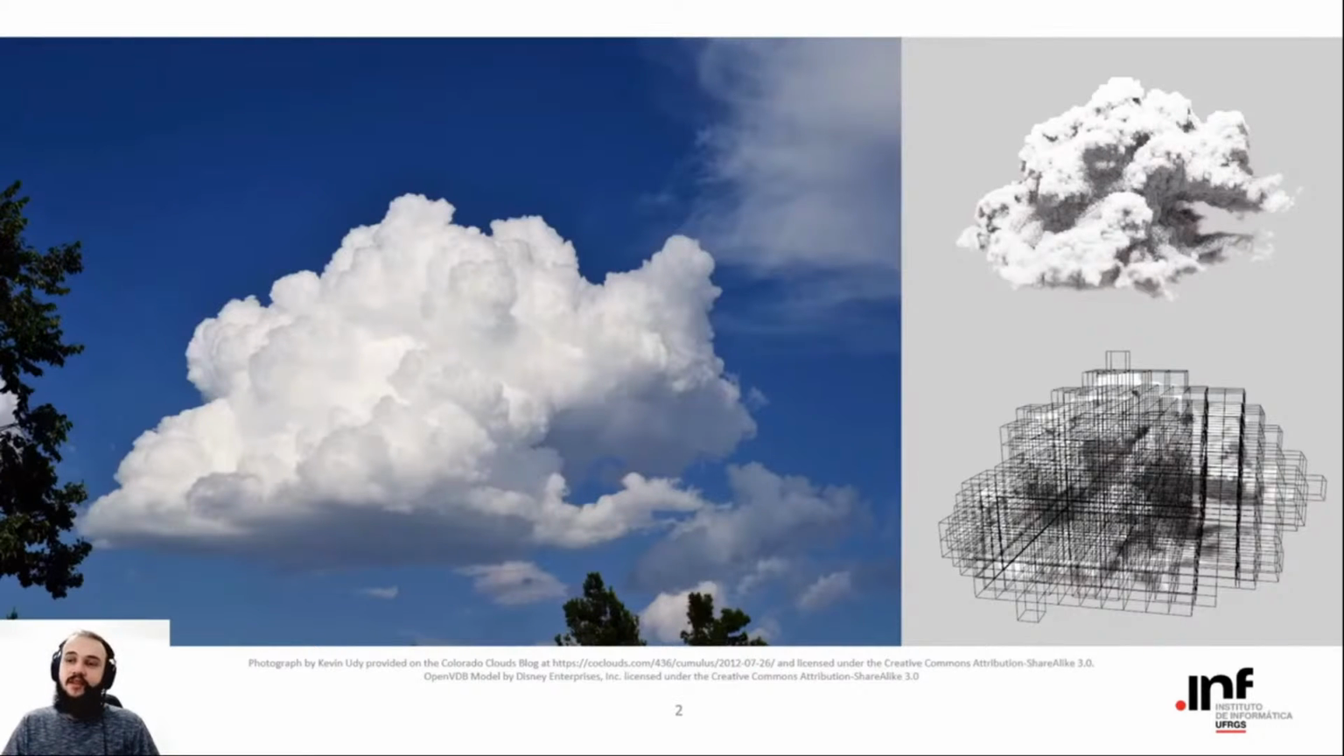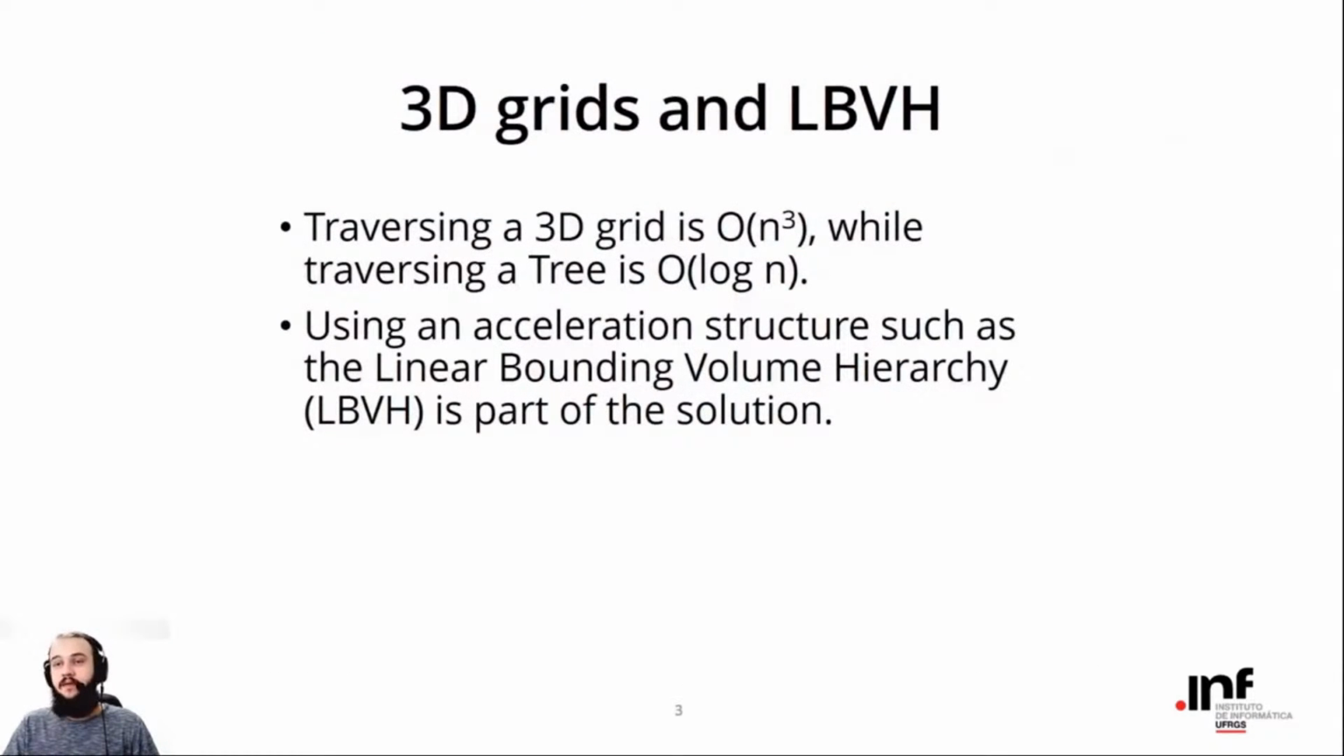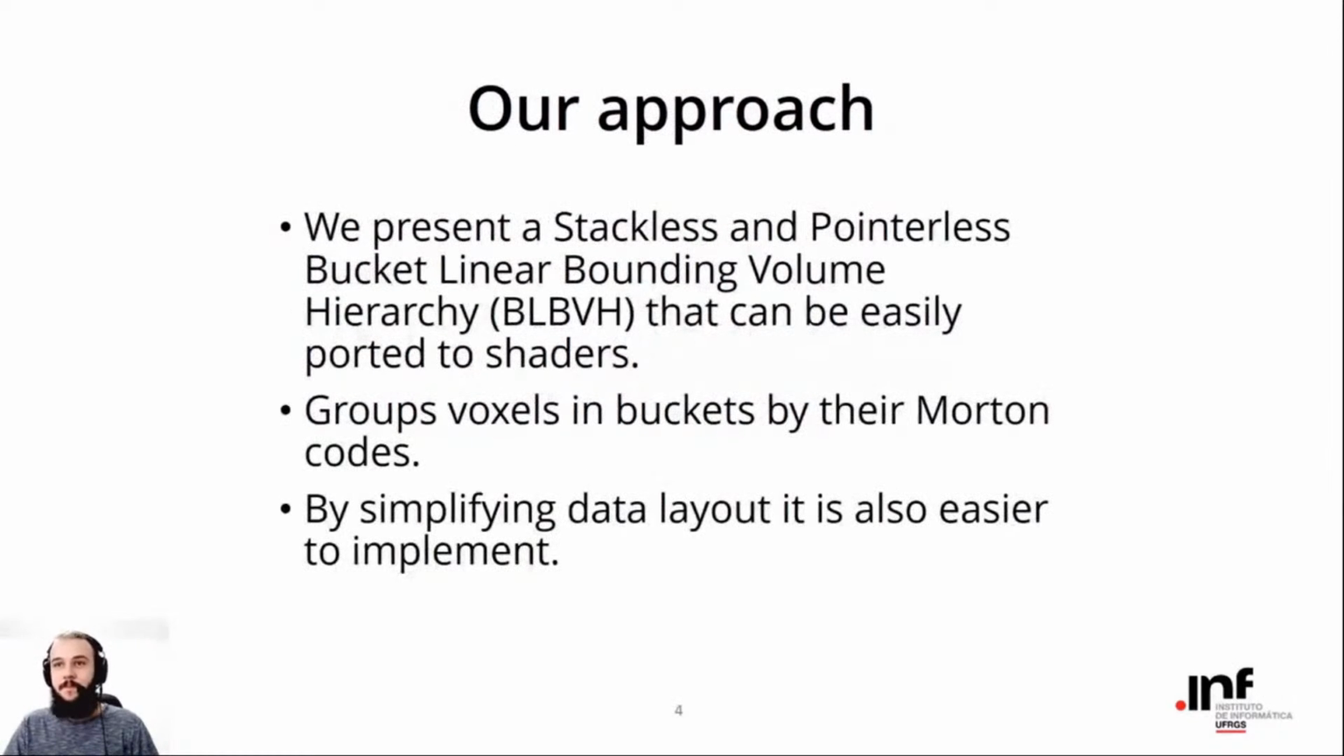So we are after a technique to traverse this data, which is comprised of voxels. We need to traverse the grid to compute the volumetric render equation, and traversing through the grid without any acceleration structure is expensive. More precisely, it costs us O(n^3), where n is the dimension of the grid. We use a linear bounding volume hierarchy, LBVH for short, to improve performance, using a tree linearized in memory, reducing our costs to O(log n).